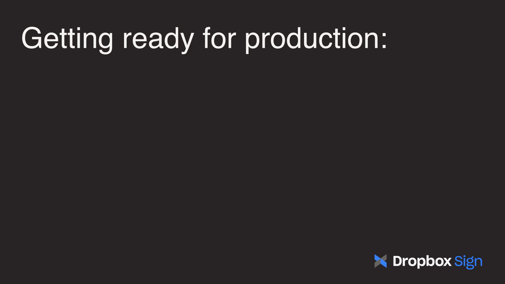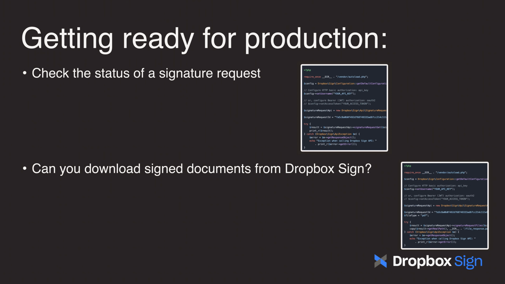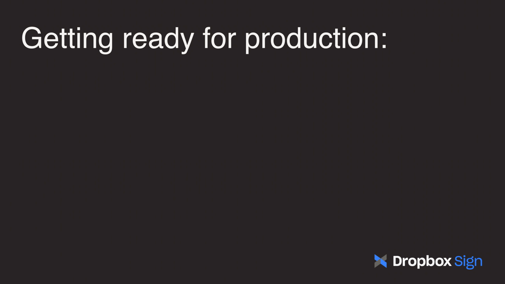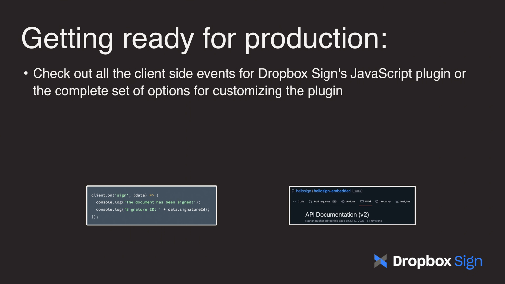Now that I've walked through the document signing within a PHP application, let's quickly review a few things you'll need to do to get your application ready for production. Make sure you check the status of a signature request. Can you download signed documents from Dropbox Sign? You may need to implement certain actions depending on specific user events during the signing process. Also, make sure that you check out all the client-side events for Dropbox Sign's JavaScript plugin or the complete set of options to customize the plugin.